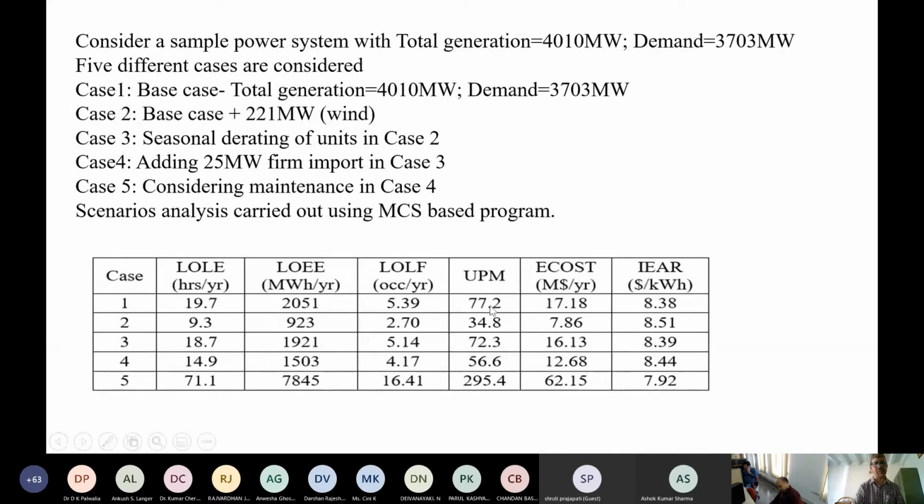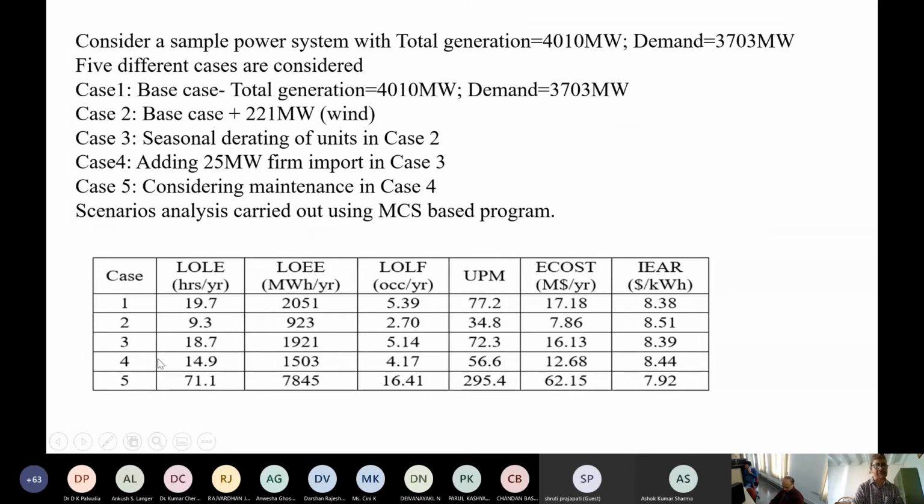So it's 77.2, and E cost, that is the cost of interruption to the customers in the system. It is $17.18 million per year. And this IEAR is nothing but the interrupted energy assessment rate, which is $8.38 per kilowatt hour. So this is the cost of 1 kilowatt hour of energy not served to the customer. That is called interrupted energy assessment rate.